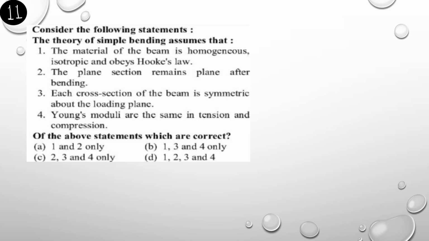Question 11. Consider the following statements. The theory of simple bending assumes that, so these are the four assumptions of the above statements, which are correct. First assumption is the material of the beam is homogeneous, isotropic and obeys Hooke's law. So first statement is correct. Material is homogeneous, isotropic and obeys Hooke's law. Hooke's law is nothing but stress directly proportional to strain.